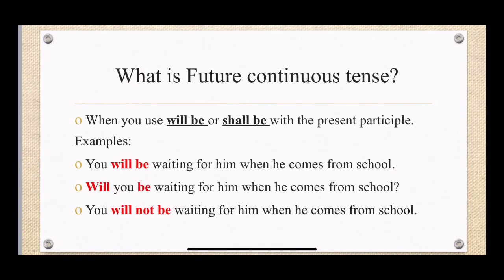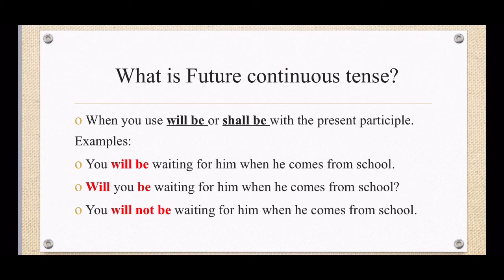Okay, so the next heading, what is future continuous tense? This is when you use will be or shall be with the present participle. Some examples: You will be waiting for him when he comes from school. Will you be waiting for him when he comes from school? You will not be waiting for him when he comes from school.